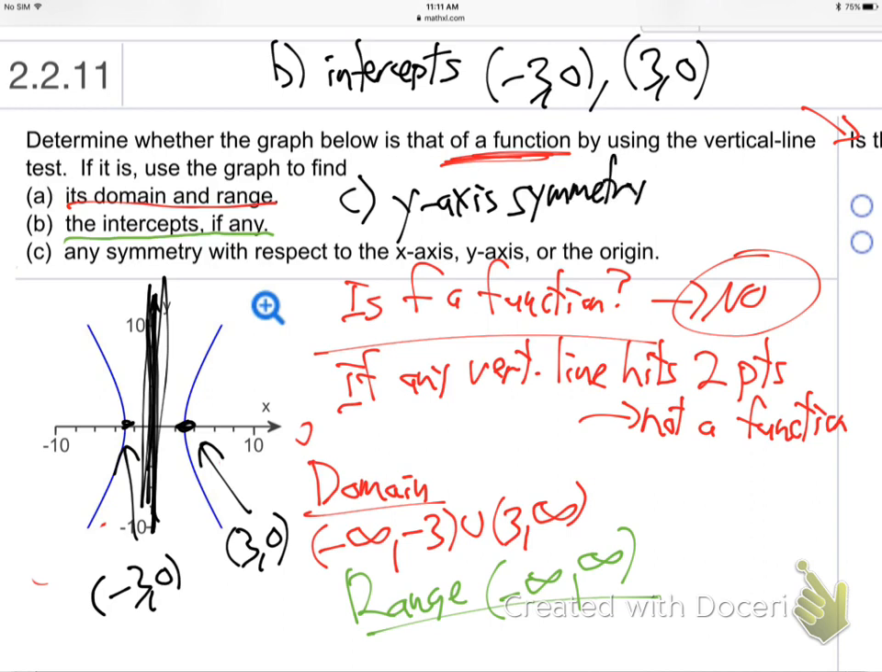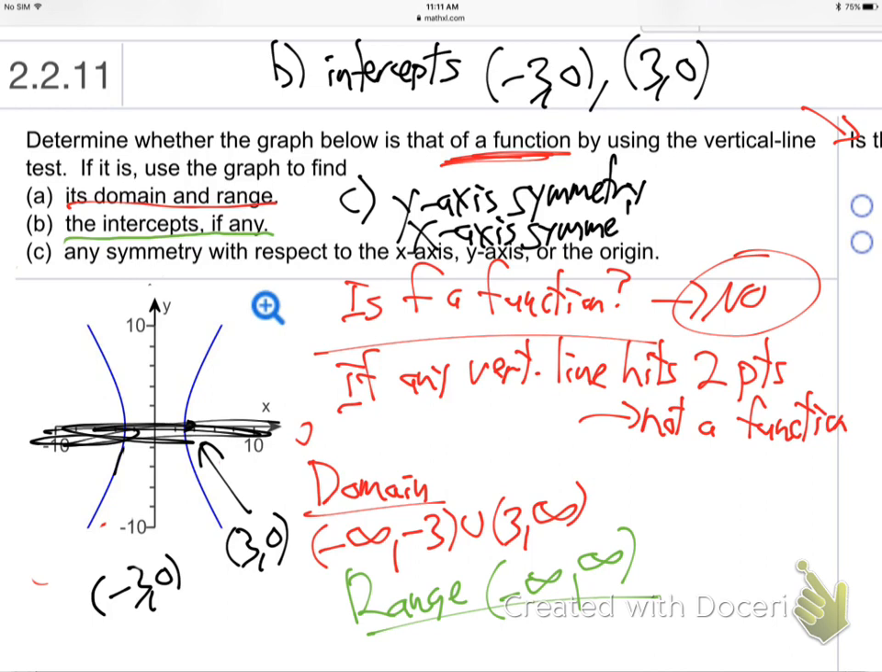On that, it's also got x-axis symmetry, right? It's the same to the right and the left of the y-axis. The y-axis is like a mirror, but it's also the same top and bottom of the x-axis, isn't it? Top and the bottom of the x-axis is also like a mirror. It has both y-axis symmetry and x-axis symmetry. This one does. It's a very symmetrical graph.